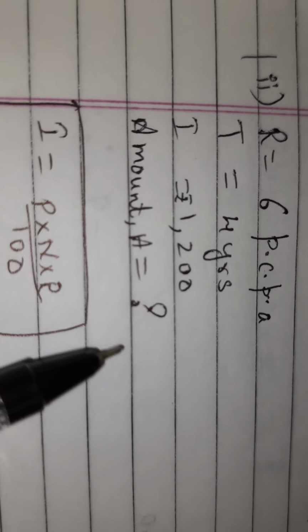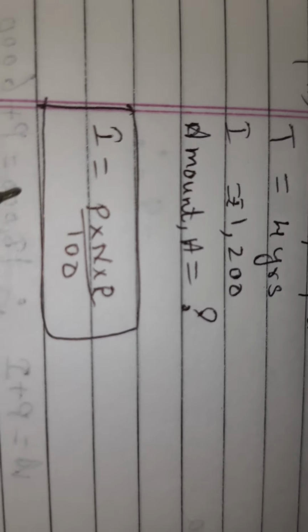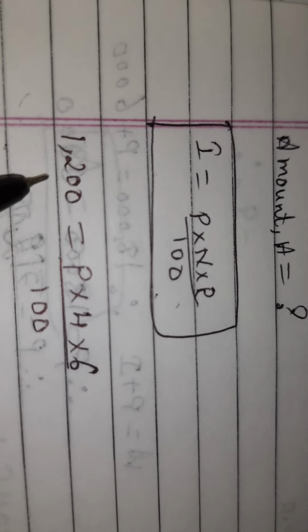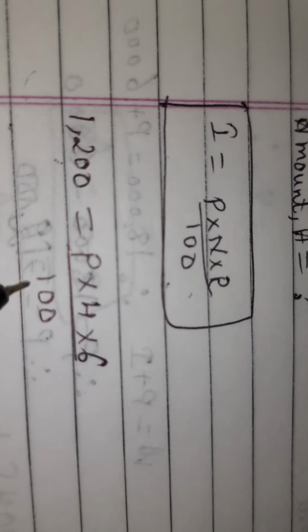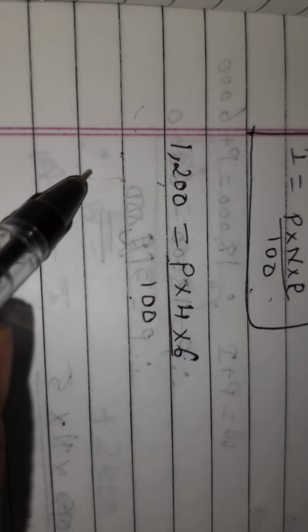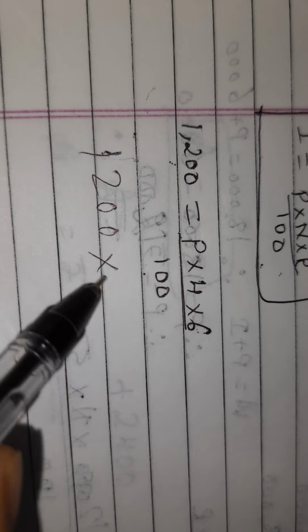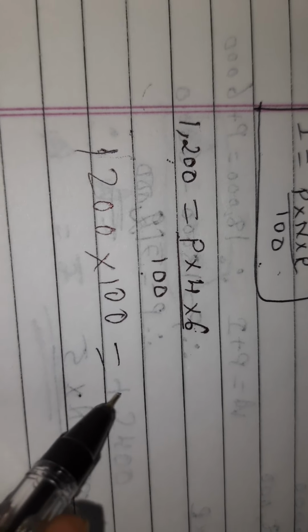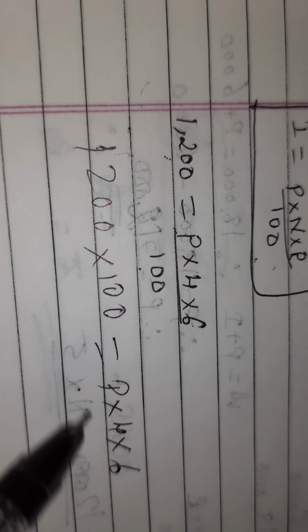Similarly, the second one: rate of interest is 6 percent per annum, number of years 4, and interest is given as 1,200. We have to find out the amount. So same, I is equal to P into N into R upon 100. Substitute: interest 1,200 is equal to P, which we don't know, into 4 into 6 upon 100. Now see, children, I can cancel this 6 and 100, 4 and 100, or we could take it to the other side. So 1,200 into 100 is equal to P into 4 into 6.